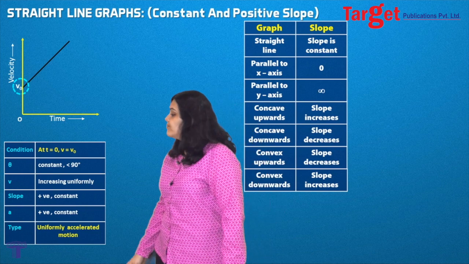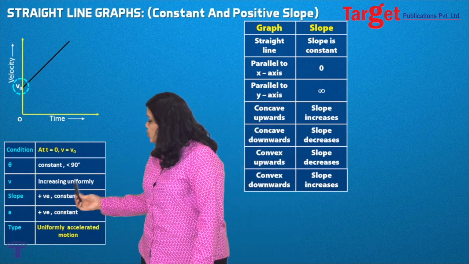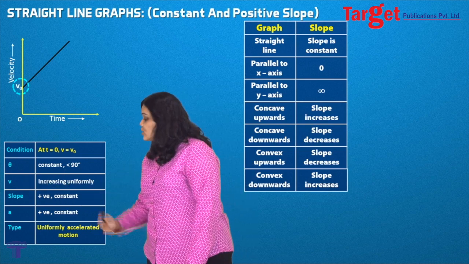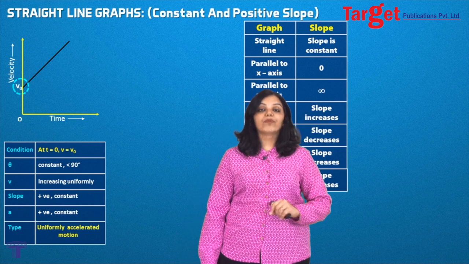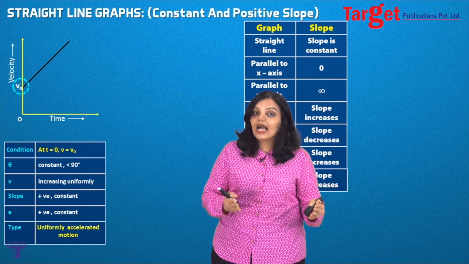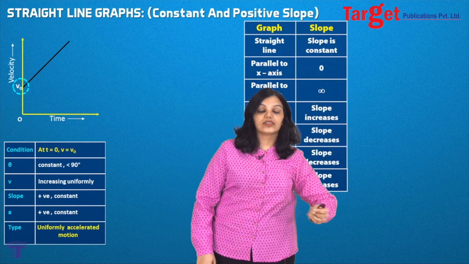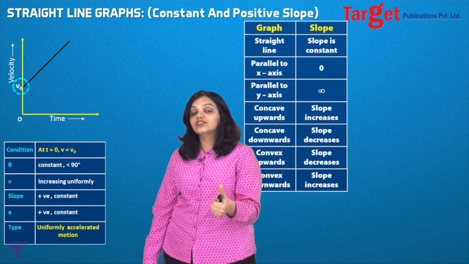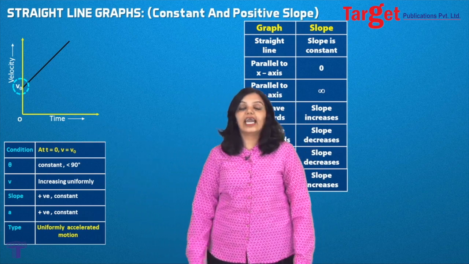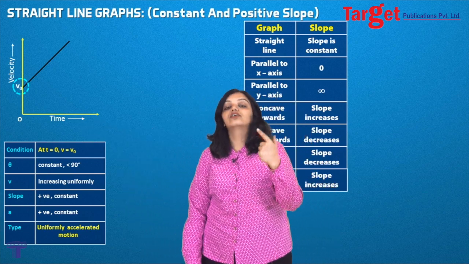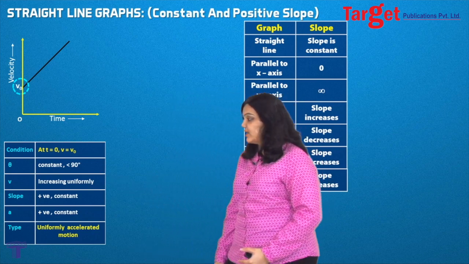That is acute angle. What about the velocity? Velocity, we say, is increasing uniformly. What about the slope? The slope is positive and constant. And how do I know that the slope is positive and constant? I have a straight line, and all straight lines have constant slopes, and therefore I know that the slope is constant. How do I know that the slope is positive? I know that because it is making an acute angle with the x-axis, and all lines that make acute angles with the x-axis have positive slopes. So my slope is positive and constant.